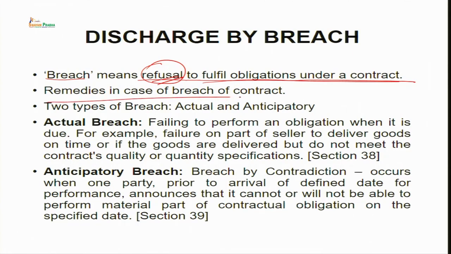Remedies in case of breach of contract are provided under three sets of remedies. We'll be discussing them in detail in the next session. But just to let you know briefly, the remedies are in three sets. First, the set of remedies provided under the Indian Contract Act of 1872. The second set of remedies is provided under the Specific Relief Act of 1963. And the third set of remedies is common law remedy.